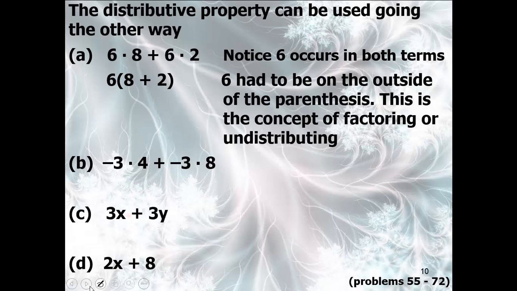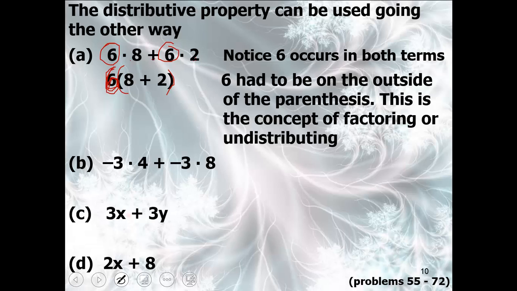Okay. We can also use the distributive property to go the other way, okay? Look at this expression. I have 6 times 8 plus 6 times 2. Notice that 6 is being multiplied by both of these, all right? So I pull whatever is the same in each factor or each term, and I pull it out in front of the parenthesis. And then the other two I put in parentheses, and I put this addition sign in between.